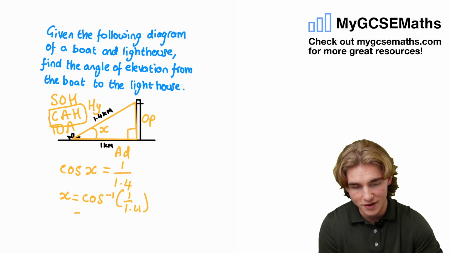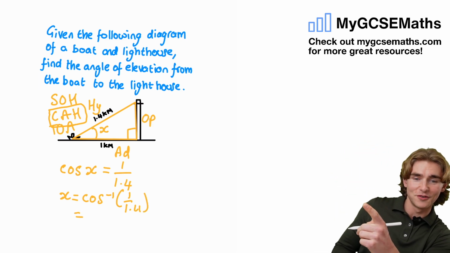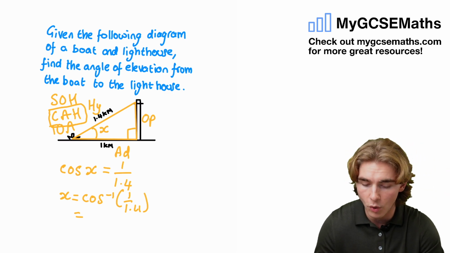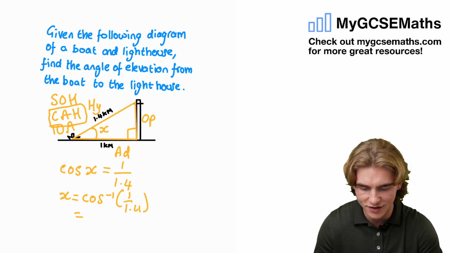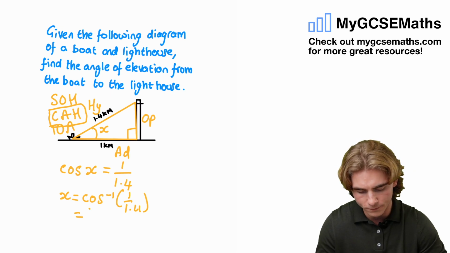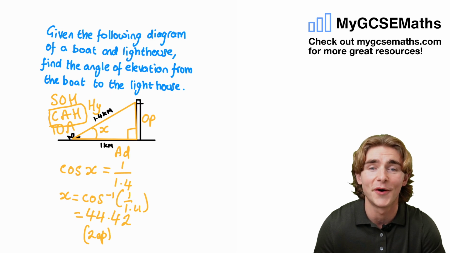This, guys, is something we can bing into our calculator. I'm just going to move my head so you can see it on the vertical video if you're watching over there. Cos to the minus 1 of 1 over 1.4, guys. Let me just type that into the calculator. When we do so, we are going to get 44.42 to 2 decimal places. That, guys, is going to be our angle of elevation.